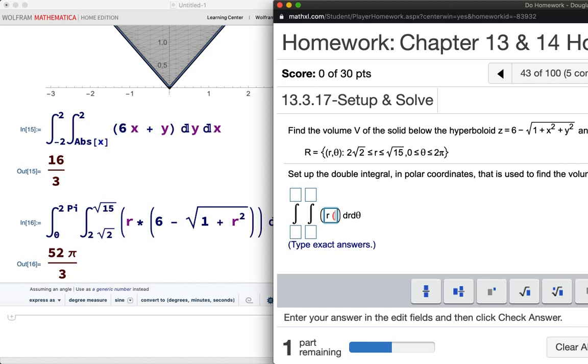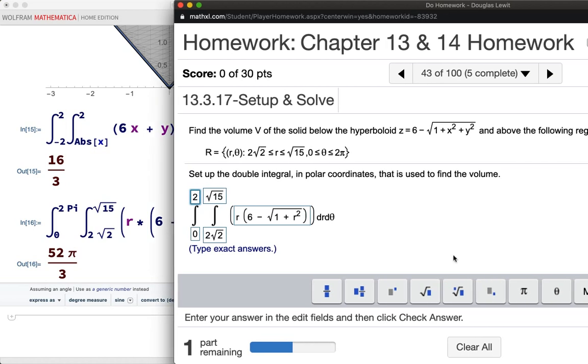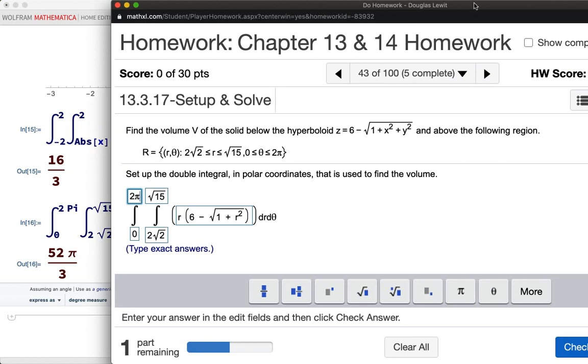r times 6 minus the square root of 1 plus r squared. And let's see, 2 times the square root of 2, the square root of 15, 0, and this is 2 times pi. And that should be okay.